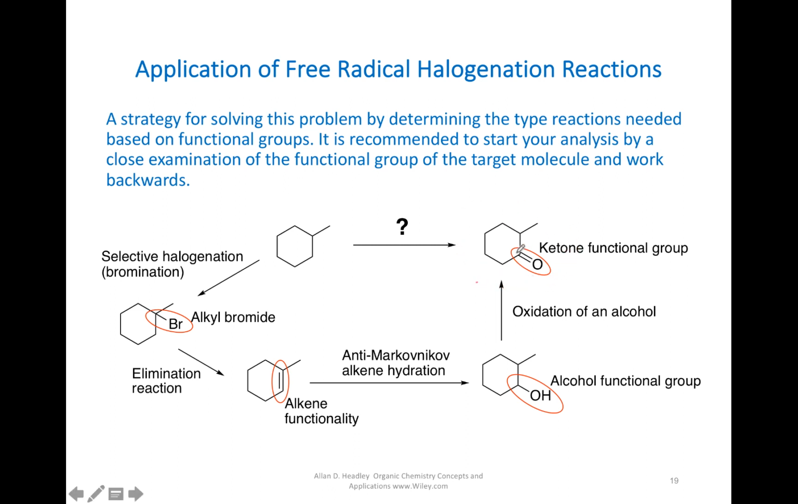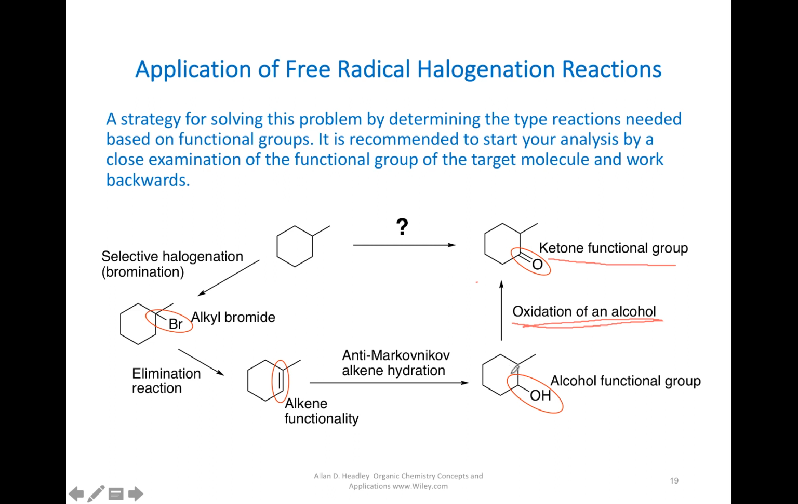Your target molecule has a functional group, and that's a ketone functional group. The question you should be asking is, how do I make a ketone? Remember, we're working backwards, or retrosynthesis. How do I make a ketone? We can make ketones by oxidation of an alcohol, secondary alcohol, and here is the alcohol.